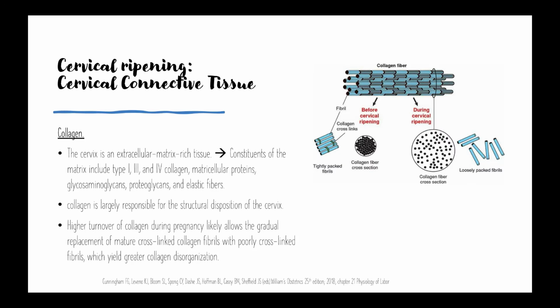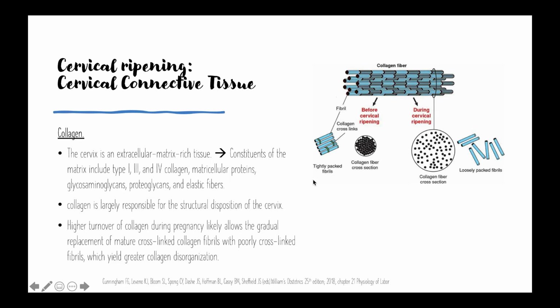So, for the cervical ripening, we talk about the cervical connective tissues. First, we talk about collagen. The cervix is an extracellular matrix-rich tissue, and the constituents of the matrix include type 1, 3, and 4 collagen, matricellular proteins, glycosaminoglycans, proteoglycans, and elastic fibers. Collagen is largely responsible for the structural disposition of the cervix, and this is collagen here.